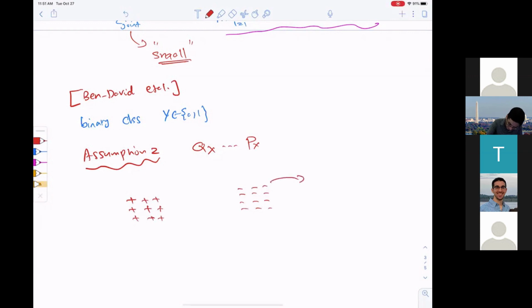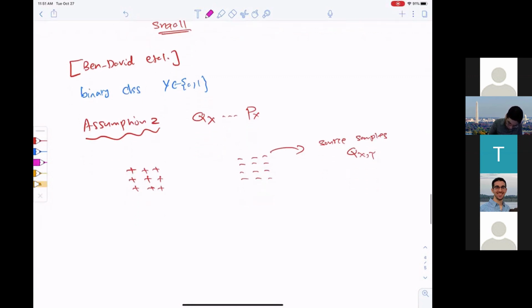This is my source domain, source samples QXY. And let's say I have my target samples to look like something like this. You have some domain shifts, right? So your samples are not happening on top of each other. So there is a shift between your source and your target.